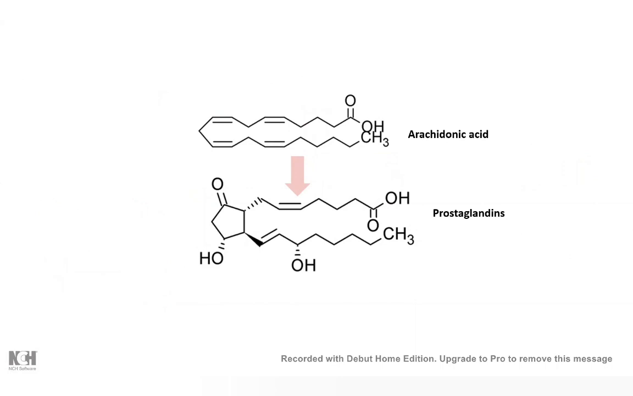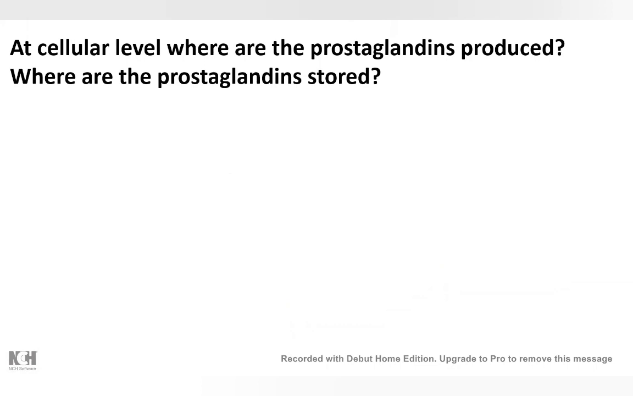Now let's look at the biosynthesis of prostaglandins in a bit more detail. First, we should ask, at a cellular level, where are the prostaglandins produced and where are they stored? Prostaglandins are very unstable compounds and their half-life is around 30 seconds. So they are produced, perform their work, and are degraded. Prostaglandins have a very high turnover rate. Now the question is, at a cellular level, where does the biosynthesis of prostaglandin take place?